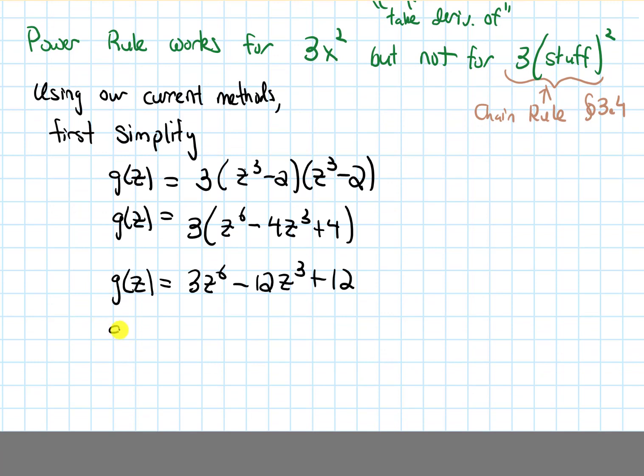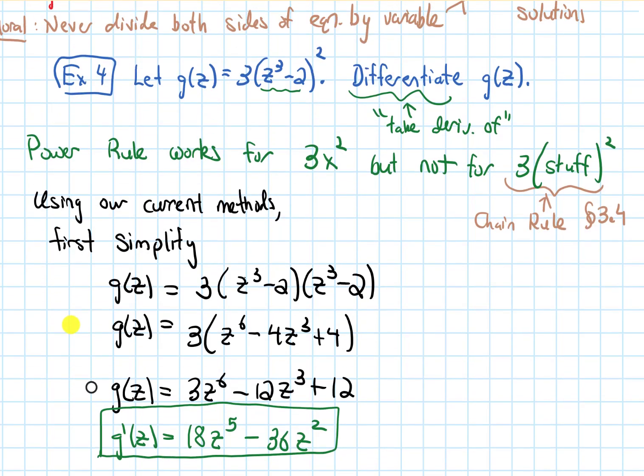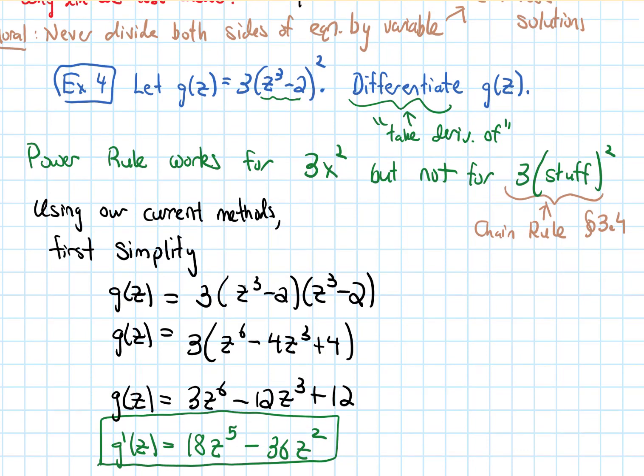So now if I do the derivative, we'll get g prime of z equals, bring the 6 down. That gives us 18z to the 5, subtracting 1 from the power. And then bring the 3 down to get minus 36z squared, once you subtract 1 from the power. And then 12 is a constant, so its derivative is 0. So that's my answer.